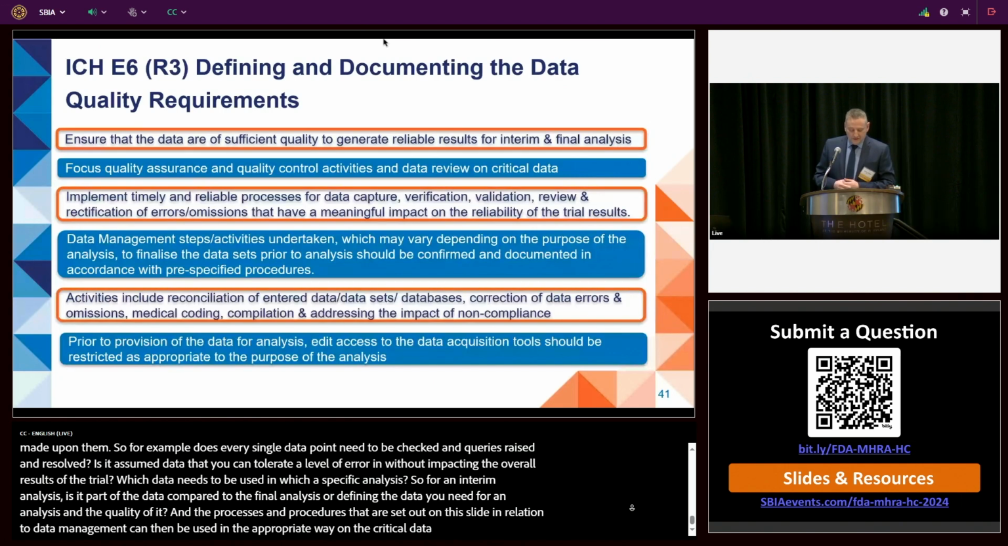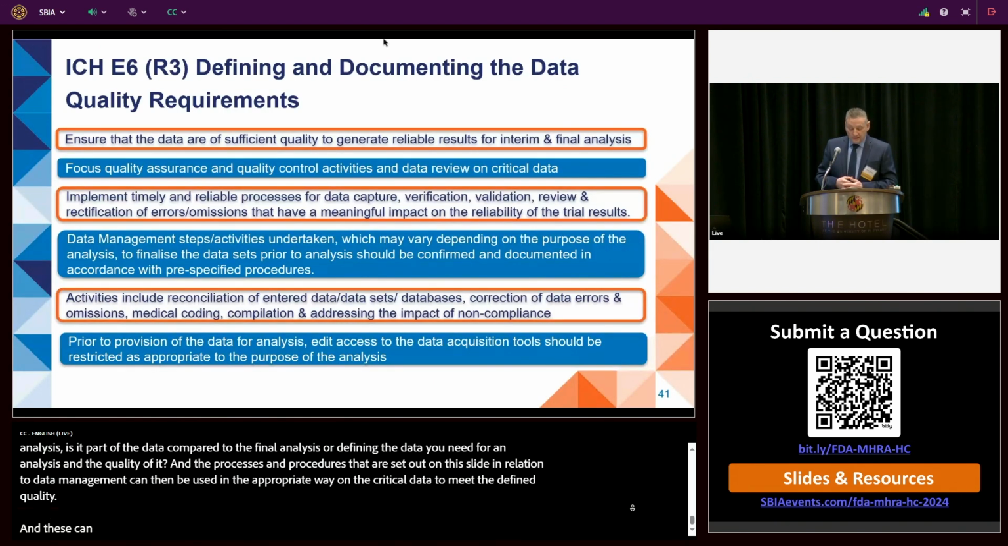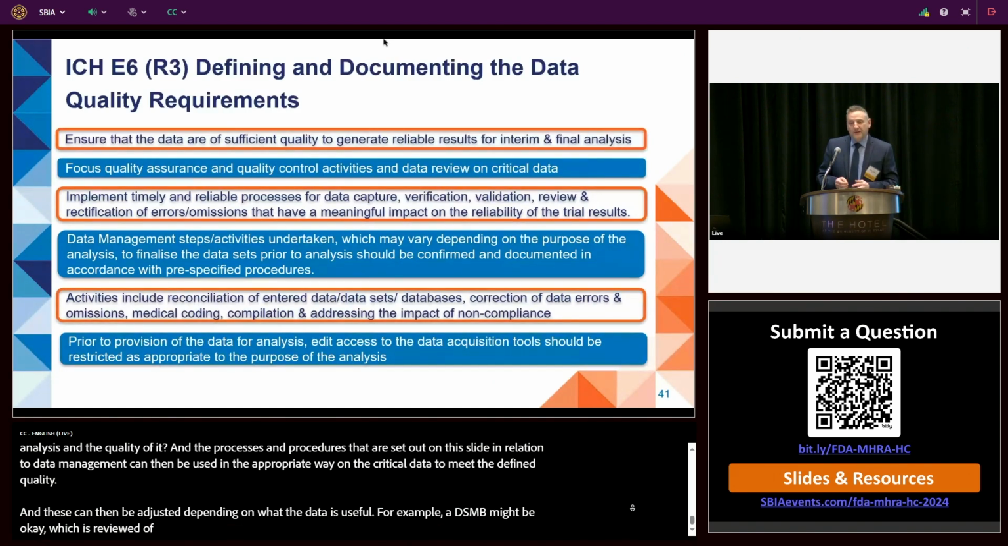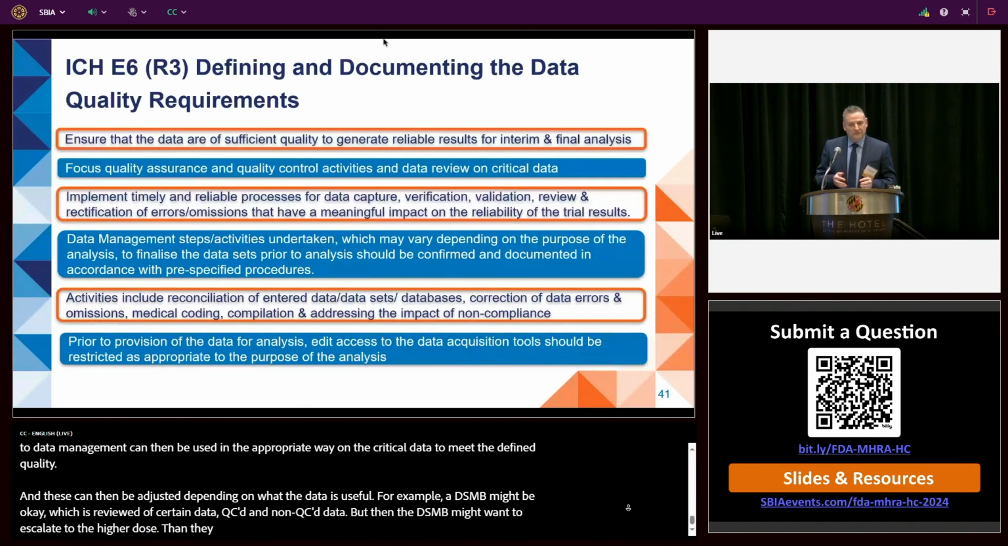And these can then be adjusted depending on what the data is used for. For example, a DSMB may be quite okay with just reviewing accumulating AE data, which may contain both monitored and unmonitored data, so QC'd and non-QC'd data. But then if the DSMB is deciding on the next dose to escalate to a higher dose, in that case, they might want to make sure that the quality of data is really high and fully QC'd and monitored. So what the purpose of the data is for also relates back to its quality.